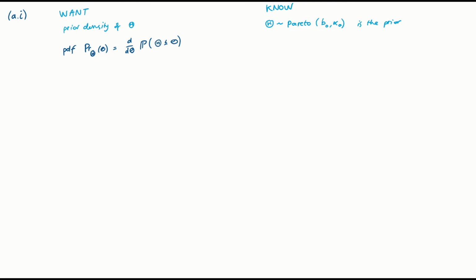This is the basic route that we used in section 1.5 of notes. To find a density, we'd write down the cumulative distribution function, probability that big theta is less than or equal to some value little theta. We differentiate it with respect to theta. The PDF is the derivative of the CDF. So we better know what the CDF is. Happily, the question tells us at the bottom. It tells us if x is a random variable which is Pareto distributed with parameters b and alpha, then its cumulative distribution function is given by this formula here.